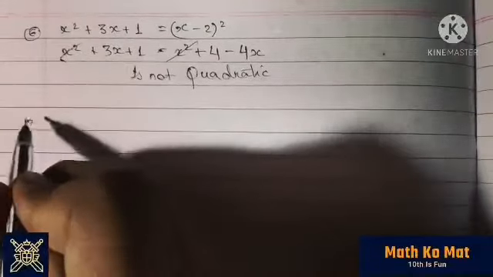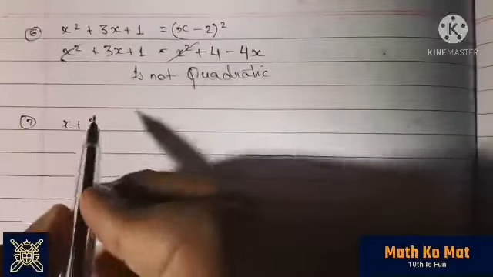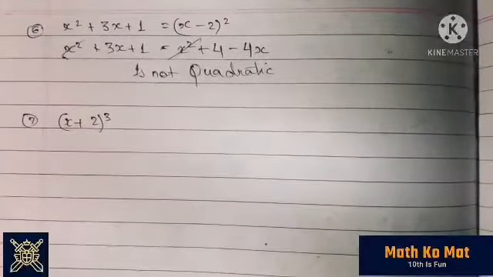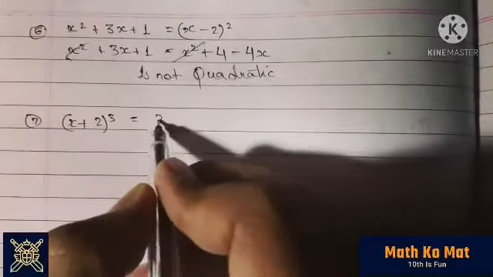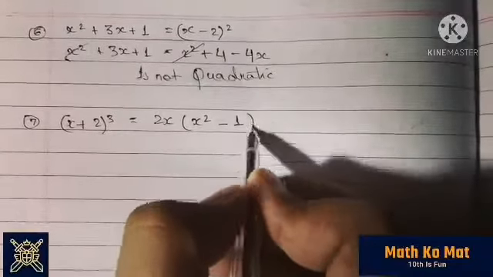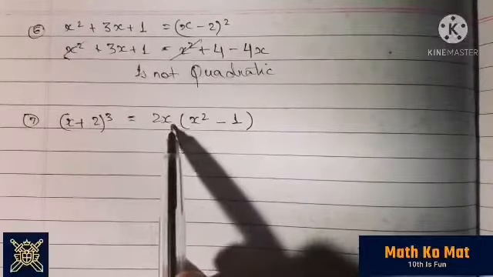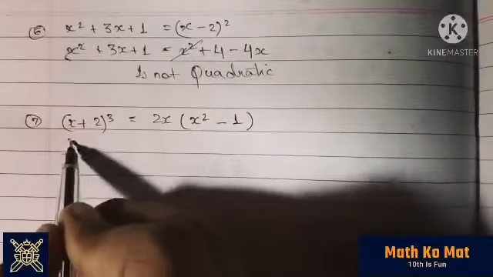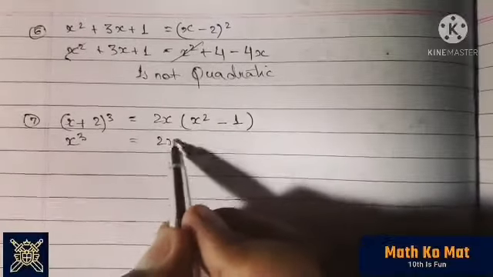Now let's move on to the seventh part. So for the seventh part, you have (x plus 2) whole cube. So here you have to use that identity, (a plus b) whole cube, and this is equal to 2x into (x square minus 1). And as you can see here, you have to deal with x cube, and here you have 2x into x cube. So as you can quite directly guess that here you will have an x cube, and here also you have 2x into x cube, so 2x cube.